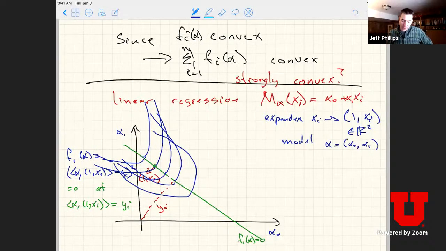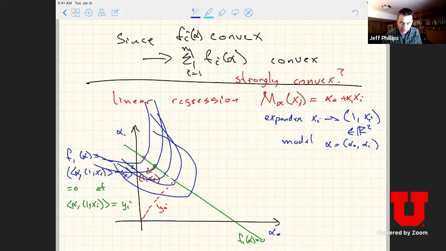So for one f of i, for one term of this function, it's not strongly convex, because along this green line at the bottom, it's not going to be lower bounded by this quadratic function in that dimension. So it's not strongly convex in this case. That means for one point, I don't get the strong convexity, and I don't necessarily get fast convergence here.